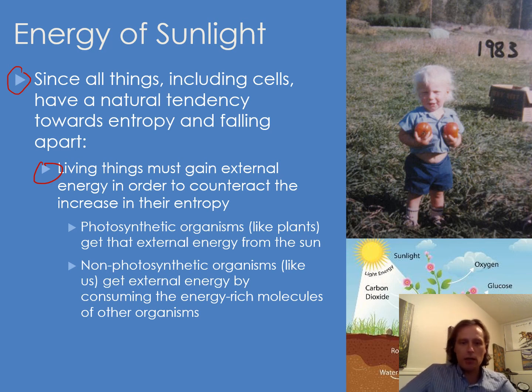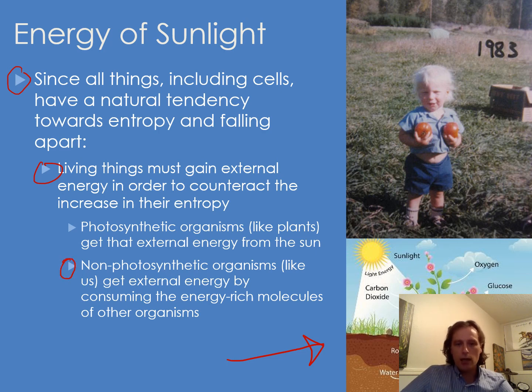Photosynthetic organisms, like plants, get their external energy from the sun. That input of energy enables them to create order inside of their cells, specifically by doing photosynthesis. I'll give you that equation later and explain it.